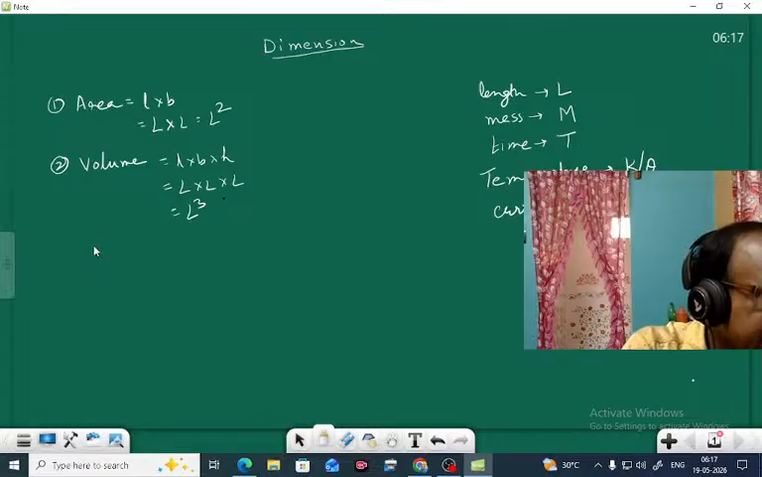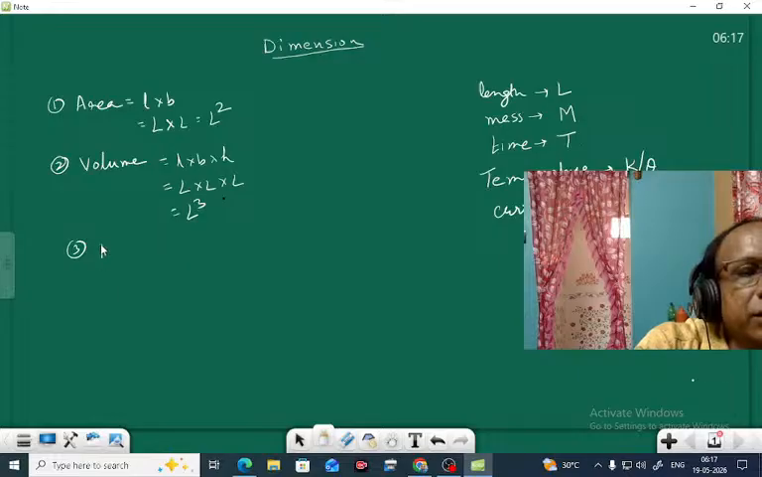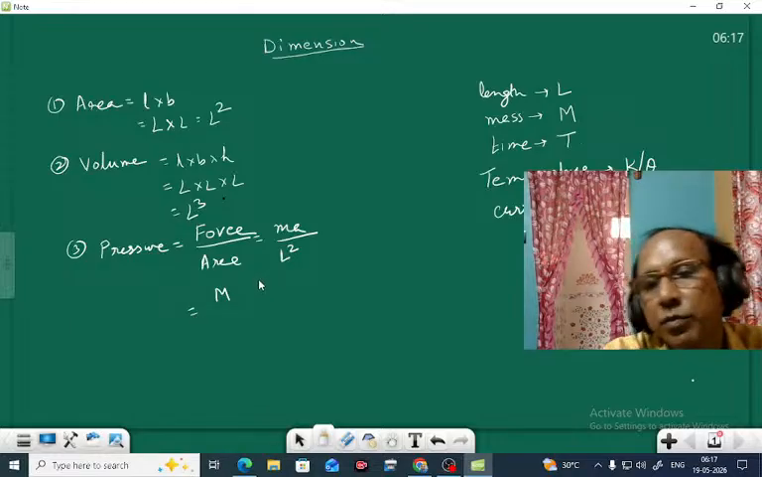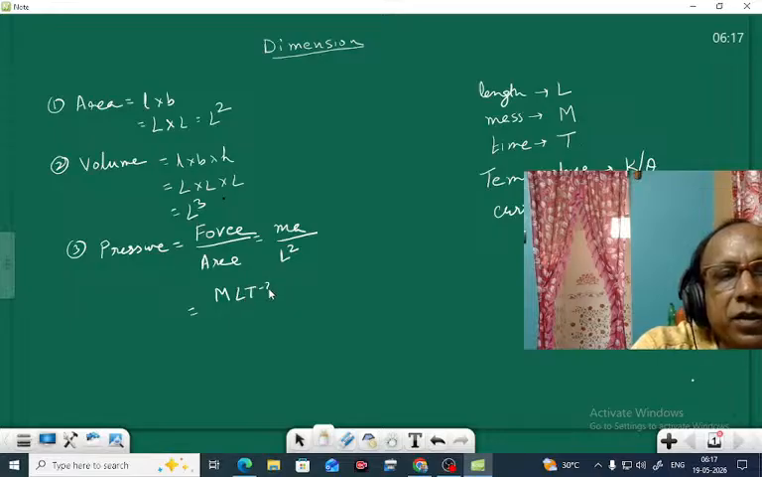And if you want to find other quantities like pressure, number 3 is pressure. Pressure is equal to force by area. Force, if you know the formula, force is equal to M into A, divided by area. Area means L square. M is mass, and the unit of acceleration is meter per second square, so L T to the power minus 2, divided by L square. So the pressure will be M L to the power minus 1 T to the power minus 2. So this is the answer for pressure.